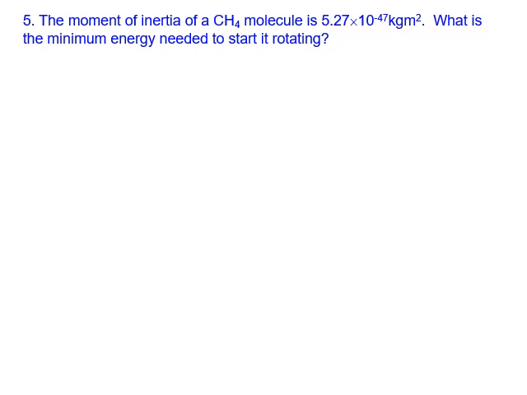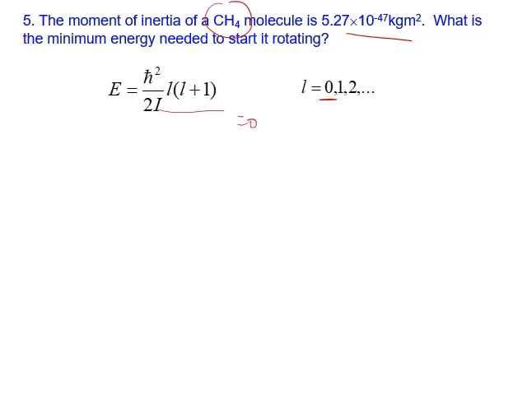Question number 5. The moment of inertia for methane is given. What is the minimal energy needed to start the rotating? According to the rigid rotor, the allowed energies are h bar squared divided by 2I times L times L plus 1. L can be 0, 1, 2. So the lowest energy for rotation is when L equals 0. That's the allowed lowest energy. However, when L equals 0, this will be 0, and therefore this is not rotating. It's motionless. And so the lowest rotating state is actually when L equals 1.